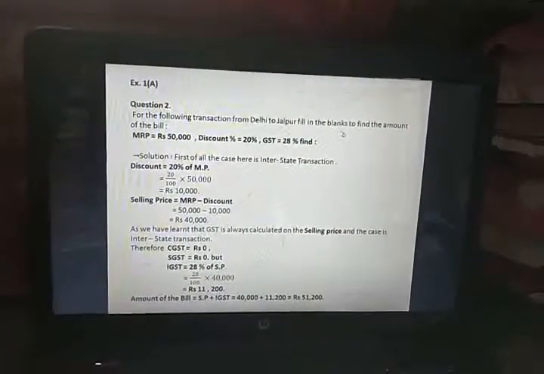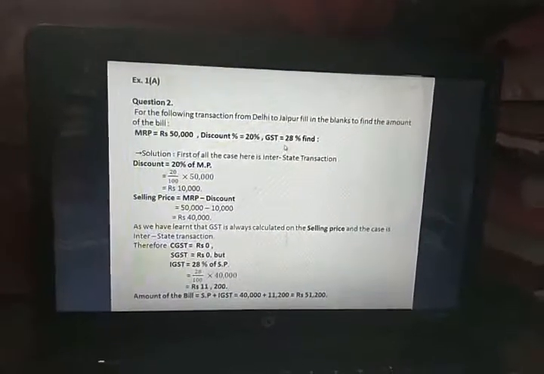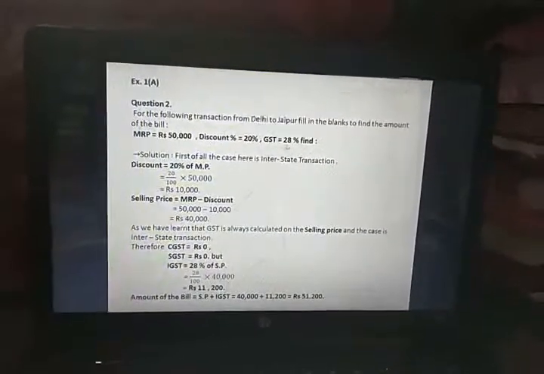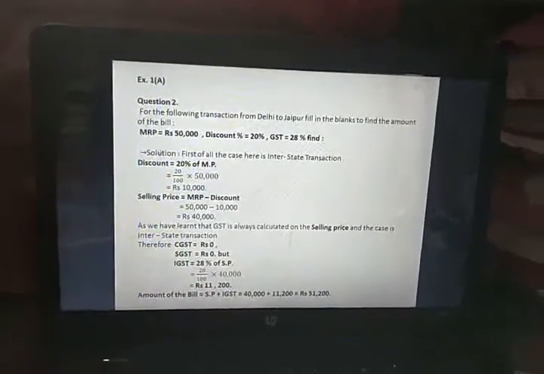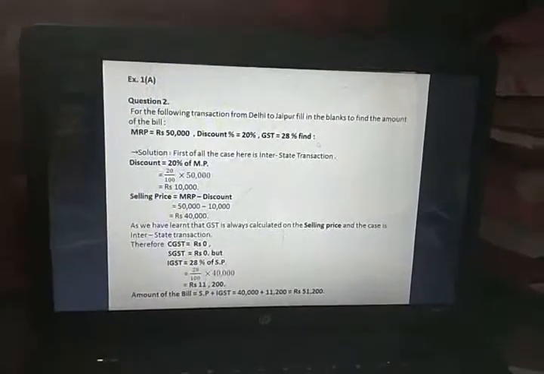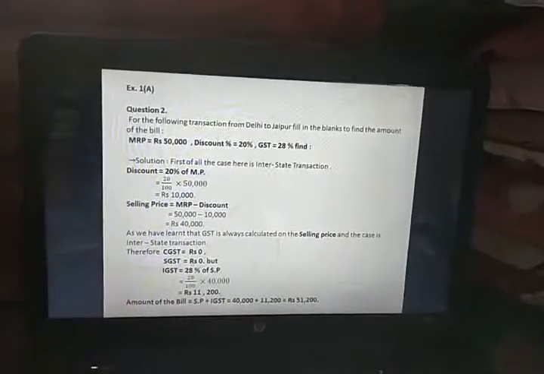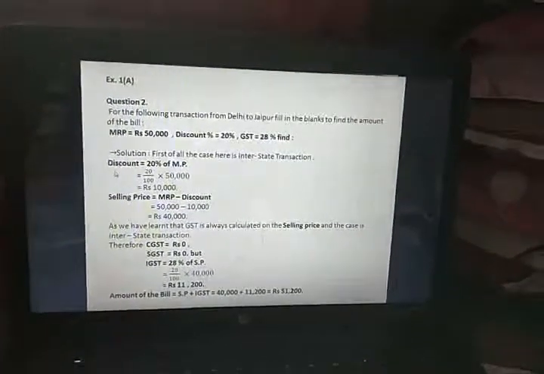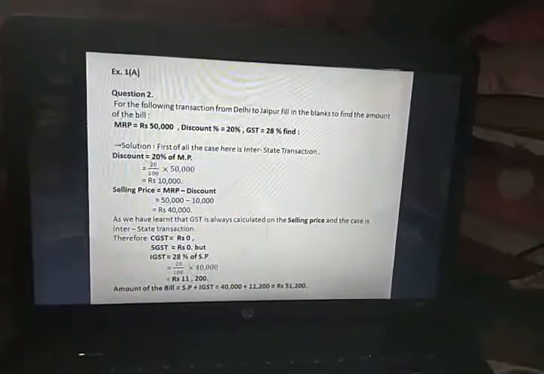Fill in the blanks and find the amount of the bill. The marked price is 50,000, discount is 20% and rate of GST is 28%. Remember that the case here is interstate transaction, so the rate of GST 28 remains as it is. We need to find the discount, the selling price, CGST, SGST, IGST, and also the amount of the bill. So we start with number 1, find the discount. Here goes the solution.